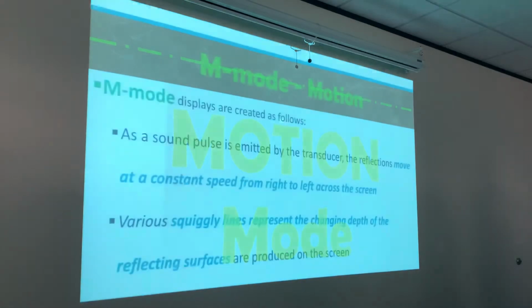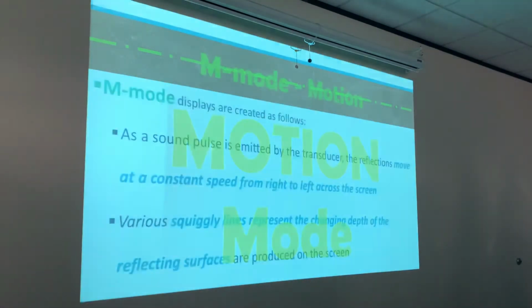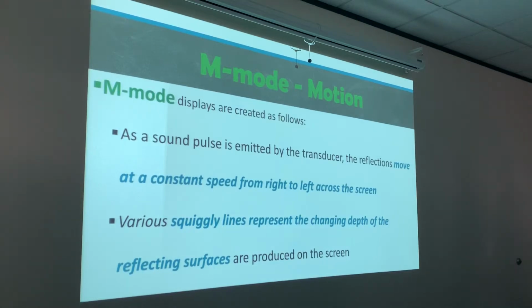Okay. Boom. Motion mode, guys. Right here, motion mode. You guys use this all the time as well. Whenever you're looking at a fetal heart, or if you haven't used it yet, you will be using it all the time. M-mode images are created as follows. As the sound is emitted by the transducer, the reflections move at a constant speed from left to right across the screen. You guys have seen that when they're doing heart rates, right? Everybody's been to MFM at least one time.